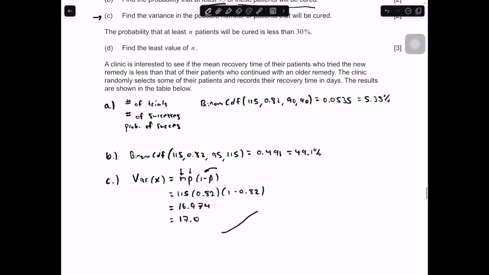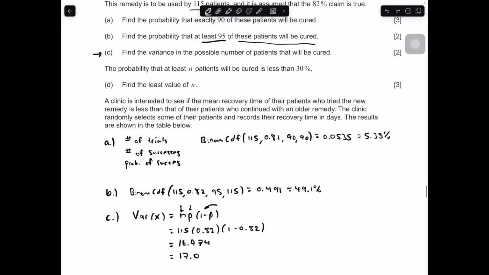Variance, remember, tells you something about the spread of a population. The standard deviation is the square root of our variance. So if we were to take, let's say, the square root of 17, we would have the standard deviation. That's mostly where it is important when we're talking about variance.